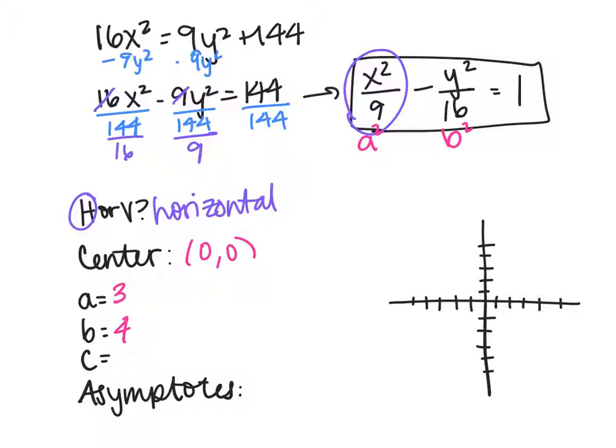And then to find our c value, do Pythagorean theorem. So a squared plus b squared equals c squared. 9 plus 16 equals c squared. So we end up with c equals 5.